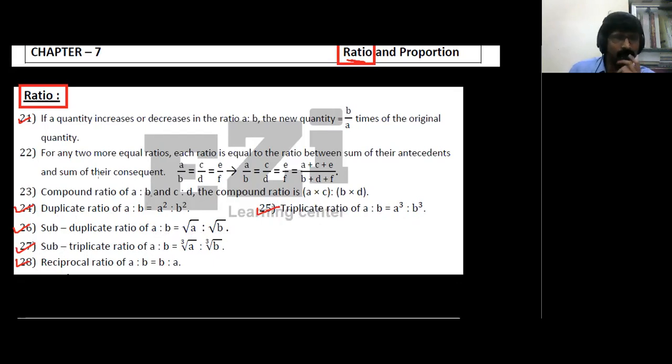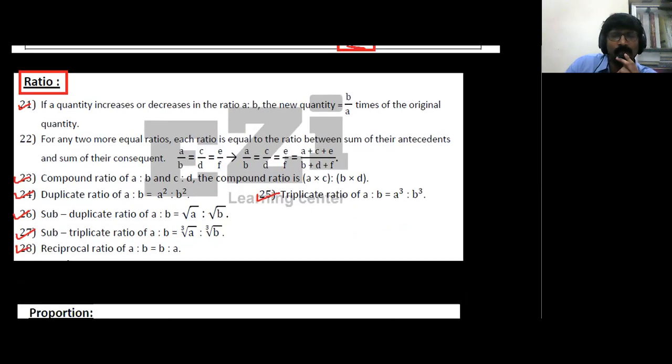Okay, after this there is something called compounded ratio. What do you mean by compounded ratio? Suppose there are 2 ratios, A is to B and C is to D. Then the compounded ratio becomes A into C is to B into D, the product of the antecedents is to the product of the consequents. You understood? Okay, I'll give an example over here for compounded ratio.